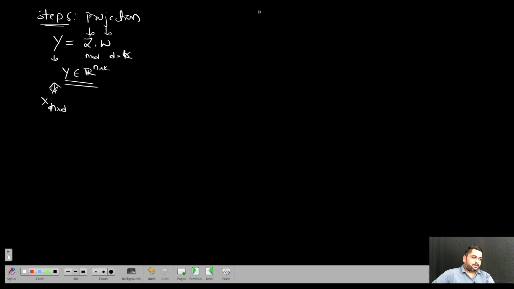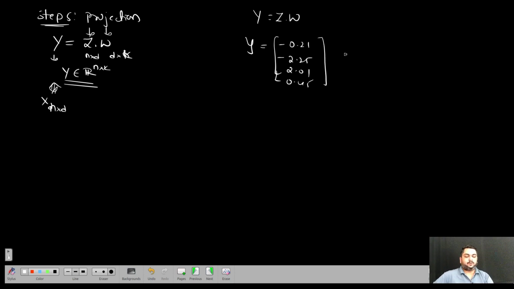So for our example, y will be z into w. So y will be finally minus 0.21, minus 2.25, 2.01, then 0.45. If you observe here, the size is 4 cross 1. That is, n is 4, and k I selected as 1. That's the final projection. I am projecting it in only one dimension. So converting my 3-dimensional data, initially the data was 3-dimensional, I converted into 1-dimensional. So I have reduced the dimensionality. That is how principal component analysis works in 5 steps.